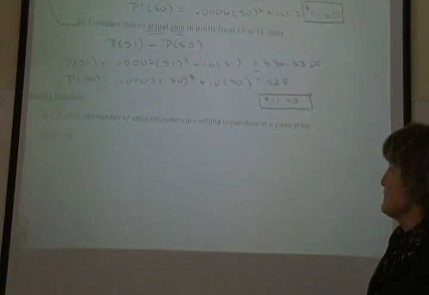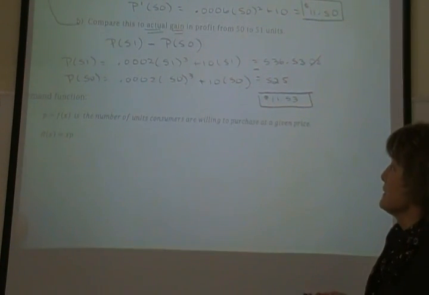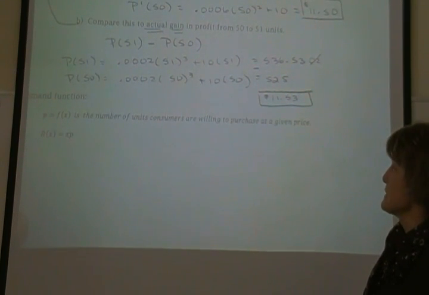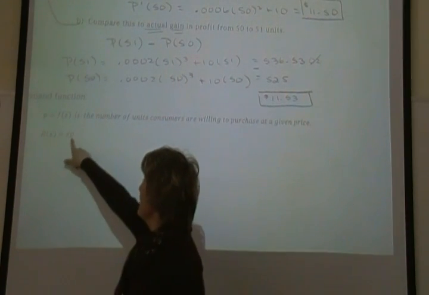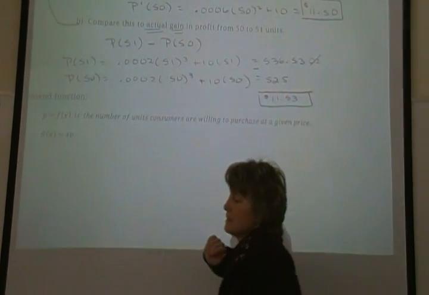A demand function we've talked about before. It's the number of units that consumers are willing to purchase at a given price. So it's a function of X. And the revenue function that we've talked about before takes that demand function and multiplies by X.